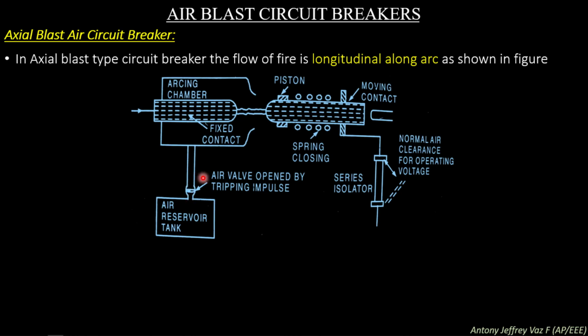You can see an air valve opened by a tripping impulse. So if the impulse of tripping is given, then the air valve will be opened and the air in the reservoir tank moves into the arcing chamber and pushes the moving contact out, so that the arc which is struck over here will also be forced outside and the arc can be axially interrupted by the axial blast air circuit breaker.